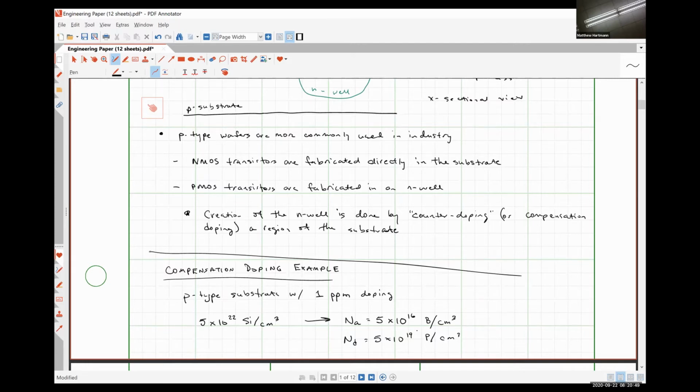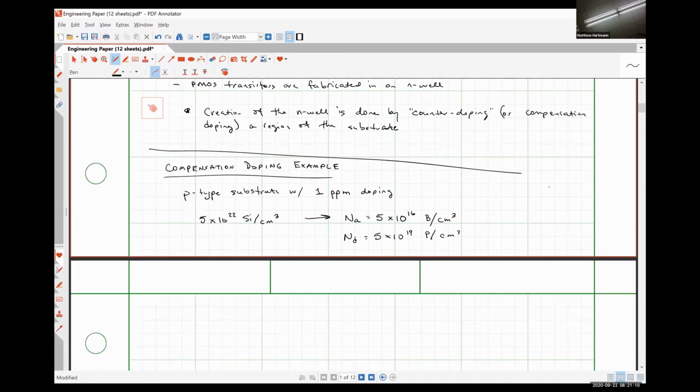So if there's a certain concentration of one type of charge carrier, we have to exceed that in order to flip the region to the other type. All right, so now let's talk about what this does. Let me go to my next page.